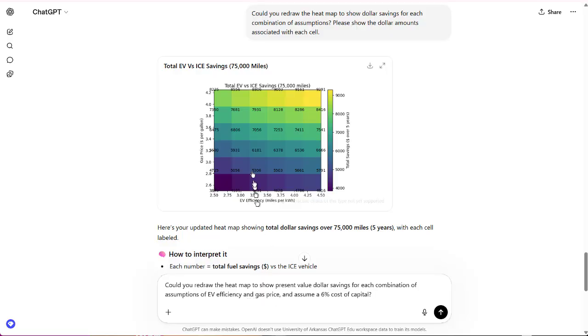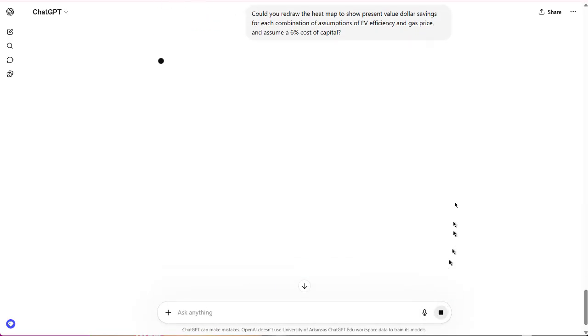What I want to do now is not just know the undiscounted cash flows over the period of time, but show a present value of the dollar savings. And I'm going to assume a 6% cost of capital. What I'm trying to say is, as of the date that I'm actually purchasing this electric vehicle, what's the present value of savings as of that date, making these various assumptions. And so I'm going to ask it to redraw the heat map and show that.